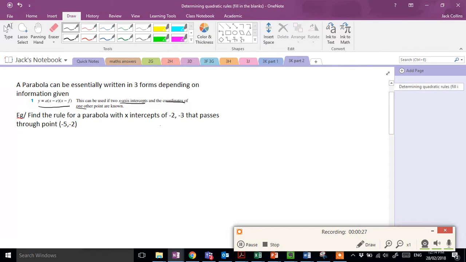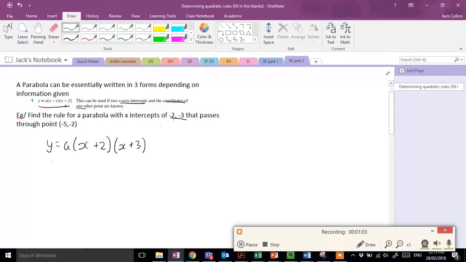So an example could be, find the rule for a parabola with x-intercepts of -2 and -3 that passes through the point (-5, 2). Okay, so it's got x-axis intercepts of -2 and -3, so therefore y is equal to a outside of (x + 2)(x + 3). Because to find the x-intercepts when y is equal to 0, x would have to be equal to -2 and -3. So that lines up. This is just based off things we've done previously.